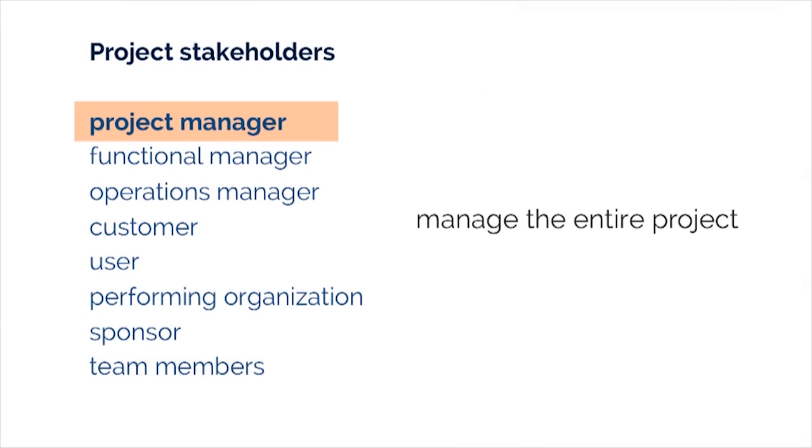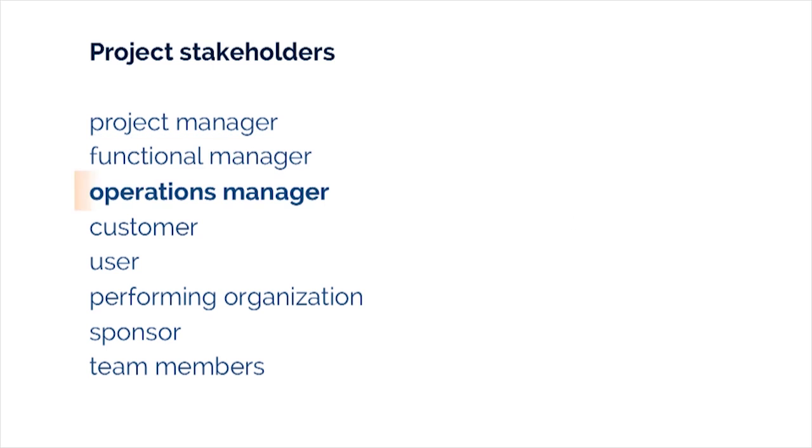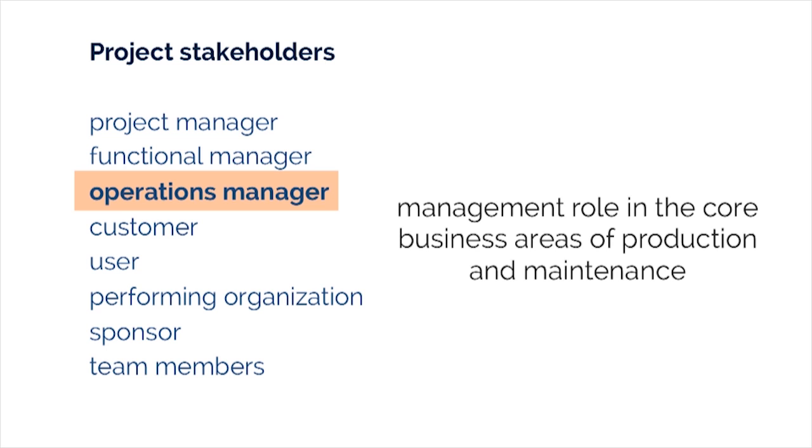Let me give you a few examples of who might be an important stakeholder of a project. A project manager manages the project. Let's say that the project here is undertaken by a pharmaceutical company to launch a new drug in the market. The project manager will manage the entire project of launching the new drug. A functional manager is a person in a management role within a functional area, like finance, human resources, or accounting. So this could be the manager in charge of finance or human resources for the drug project. The operations manager is a person in a management role in the core business areas of production and maintenance of saleable products or services of the company. For example, the manager of manufacturing or maintenance.